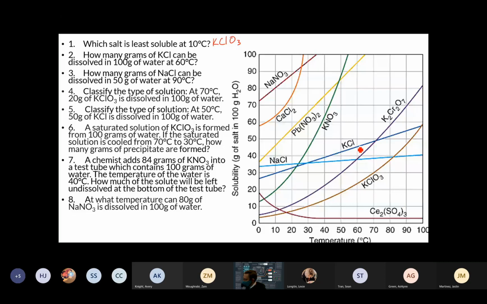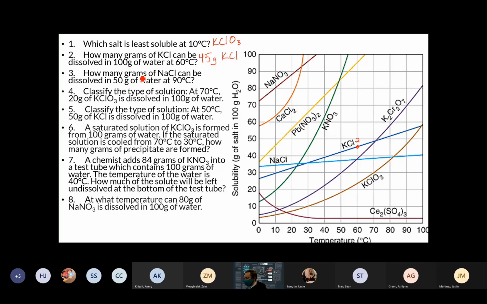And it looks like it's exactly halfway between 50 and 40 per 100 grams. So that's 45 grams KCl can be dissolved in 100 grams at that temperature. Number 3, how many grams of sodium chloride can be dissolved in 50 grams of water at 90 degrees?